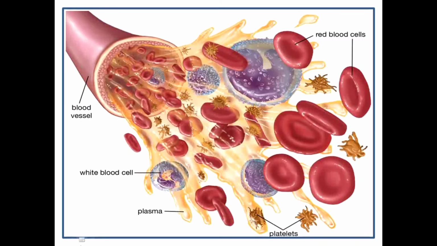So let's see some pictures of the blood components. This is a blood vessel, and these are the red blood cells. You can see here, these are the red blood cells. Then these are the white blood cells. These are the platelets. Here you can see the platelets and the liquid part of the blood, which is the plasma.